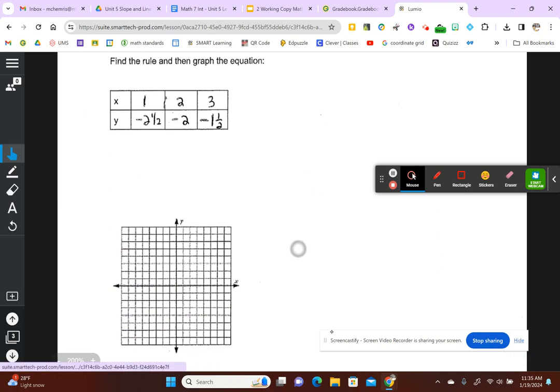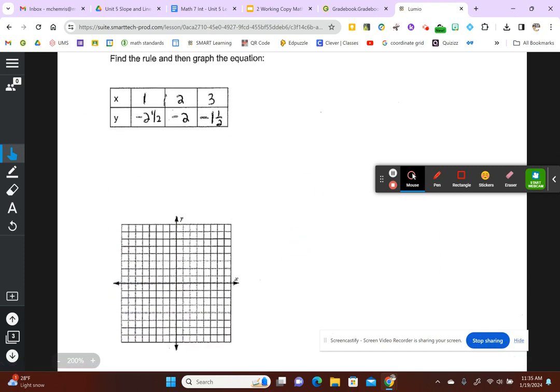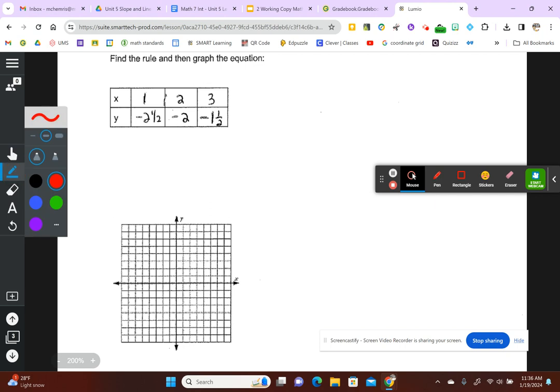Okay, so here is another chart. I want you to stop the video and try to find the rule, decide if this is a proportional relationship or not, and graph it. And start the video up when you're done.